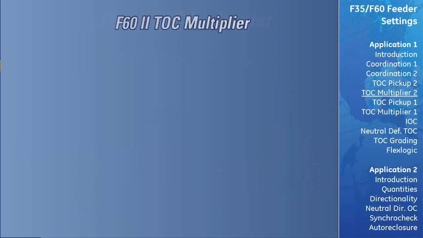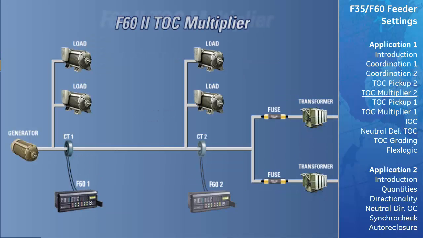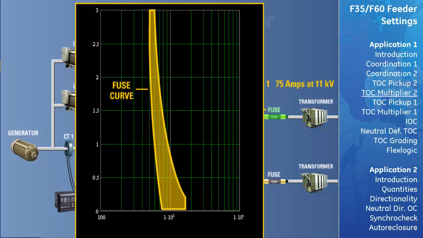We will now determine the F60 II's phase time overcurrent multiplier. Since the F60 II is the last relay in the radial system, we must coordinate only with the highest rated fuse on the downstream side. This is the transformer fuse FS1, which is rated for 75 amps. The IEEE extremely inverse characteristic slope best matches the clearing curve of this fuse, and so this curve will be used.